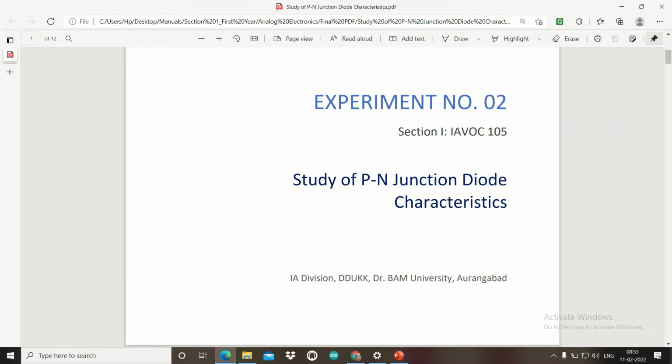Dear participants, let's get forward with another session. In this session, we will be performing experiment number 2, section 1, IAVOC 105. This is based on the study of PN junction characteristics.